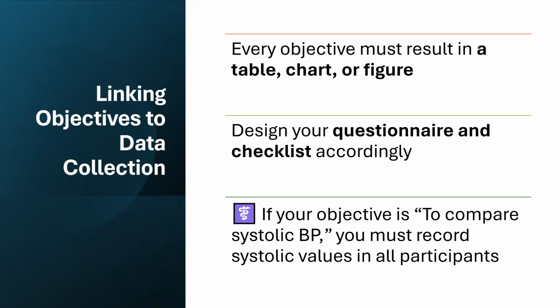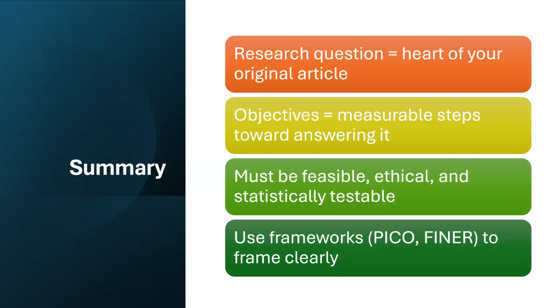And how will you link the objective to the data collection? Every objective must be clear and must result in a table, chart, or figure, or some other detail. So design your questionnaire and checklist accordingly. If your objective is to compare the systolic BP, you must record systolic values in all participants, and that objective now becomes data because you recorded the systolic values. So each objective must result in a table, chart, or figure, or something else.